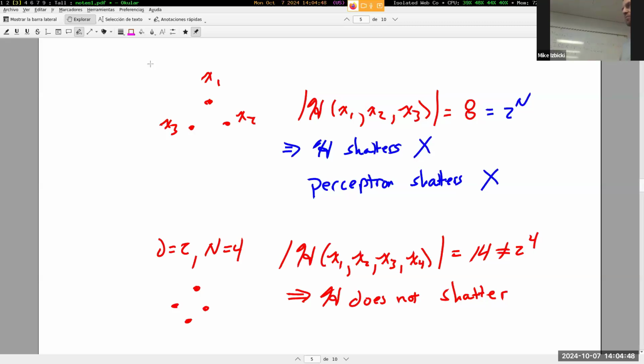Again, the intuition behind this verb shattering is that your hypothesis class is powerful enough to assign any possible label to any combination of data points. And there are those three different equivalent ways of stating that up above. You'll be responsible for knowing all three of those equivalent ways of stating it.